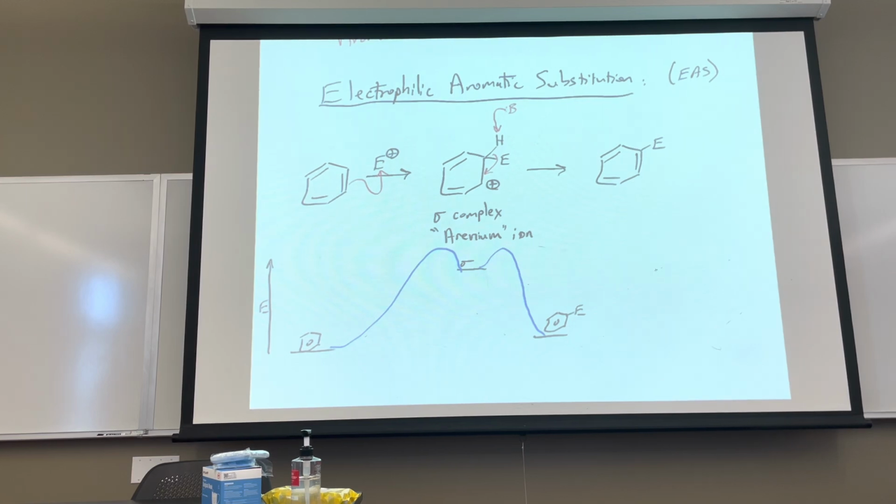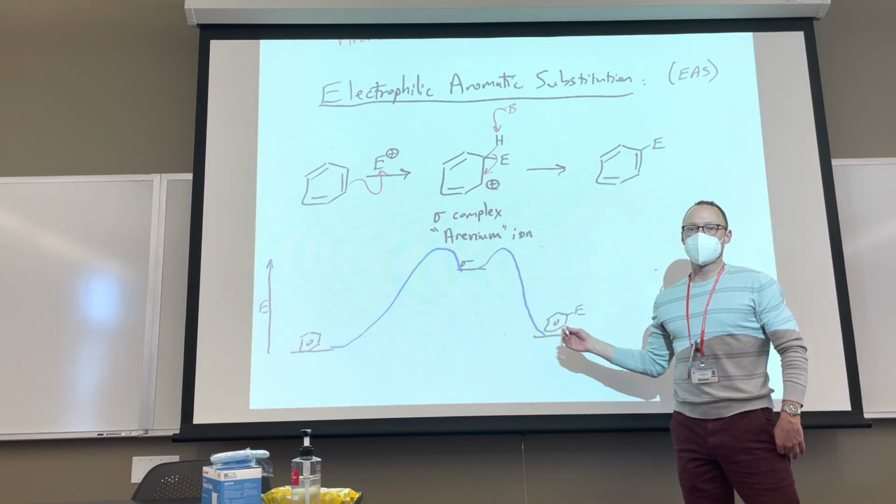So all of these EAS mechanisms are going to be two-step processes. The first, the pi electrons attack the electrophile. In the second step, you restore the aromaticity of the ring. Is the energy of the first one lower than the energy of the second? It just depends on what specifically you're adding to the ring. But they're going to be relatively close in energy.